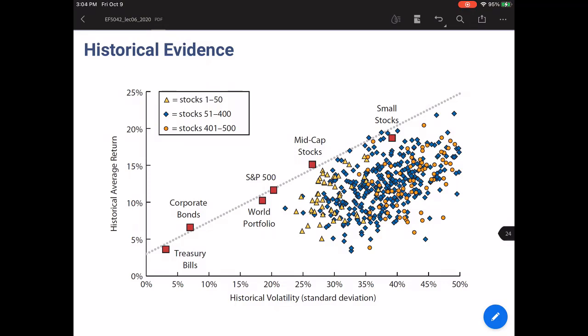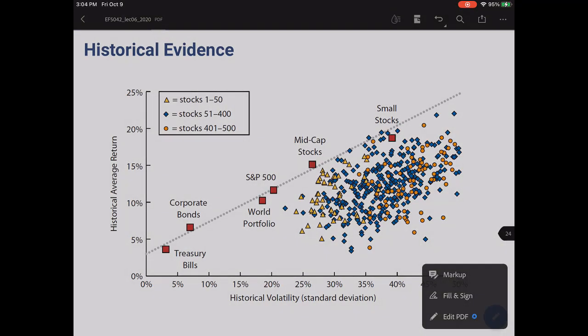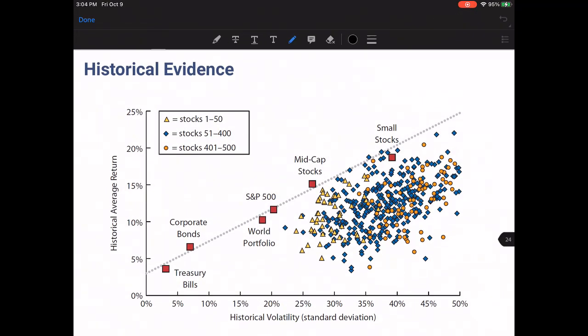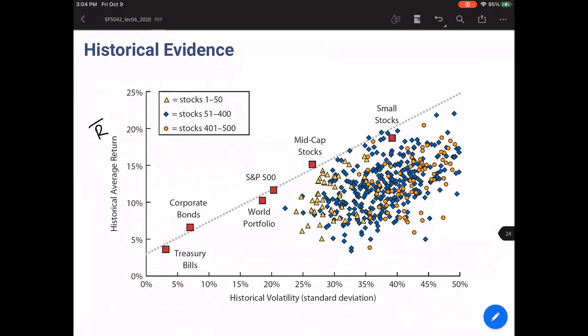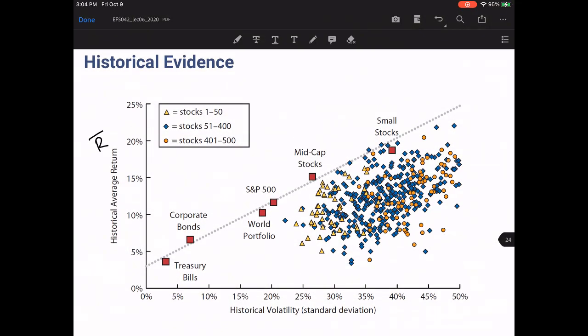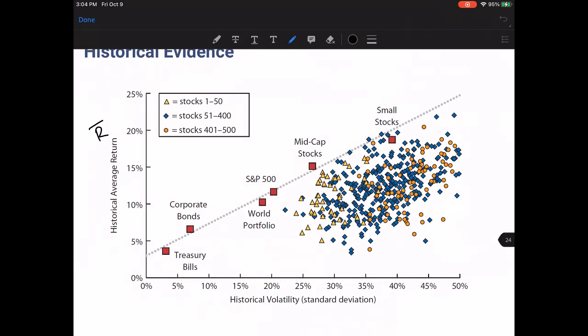Okay, so the y-axis here is historical average returns, and the x-axis is volatility. Let me use some symbols here so that it's clear. R bar represents historical average return for each of these stocks, and historical volatility, I will use sigma. Sigma is standard deviation, or volatility. And just to remind you, I'm going to use sigma squared to represent variance. But for the x-axis, we're looking at standard deviation.